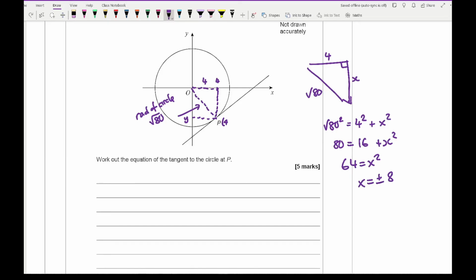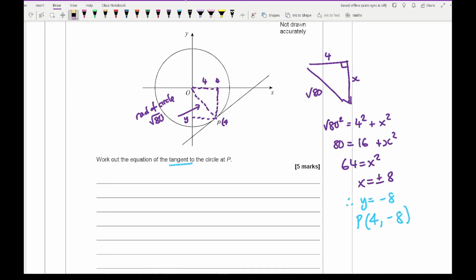Now from this, that is my y ordinate. I know it's below the x-axis, so therefore y equals minus 8. So the coordinates of P are 4, minus 8. That's one coordinate. The next thing I need to do is work out the gradient.